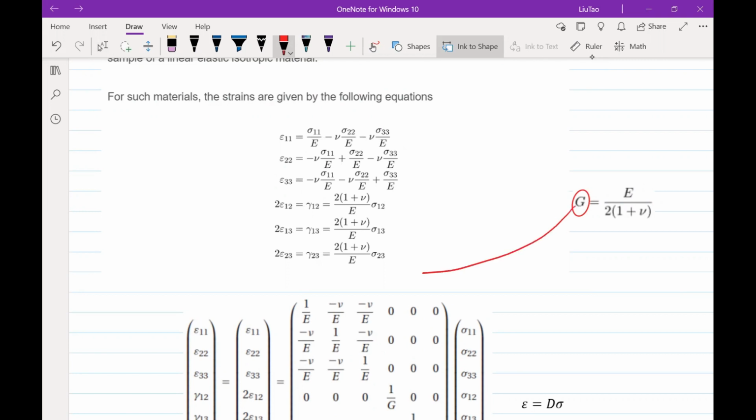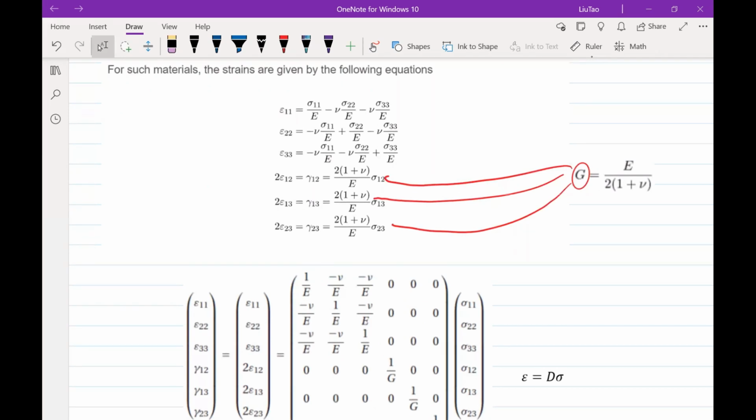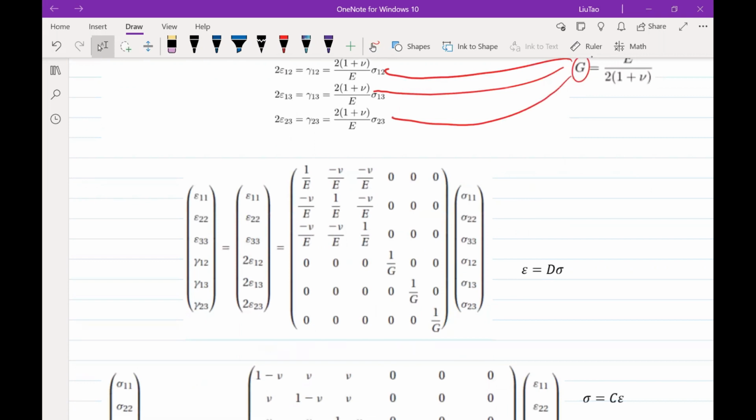And if we plug in G here, we can simplify the shear strains a little bit. We can combine these 6 equations into a more compact form by representing it with a matrix. You will notice that this matrix is symmetric and sparse. So we have many zeros here. And we call this matrix the material property matrix. So given a state of stress, we can find the state of strain.